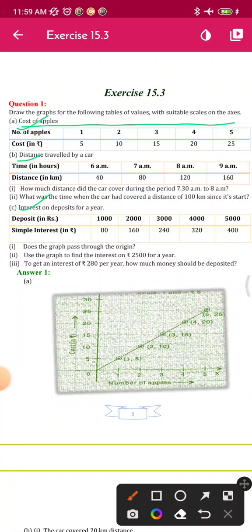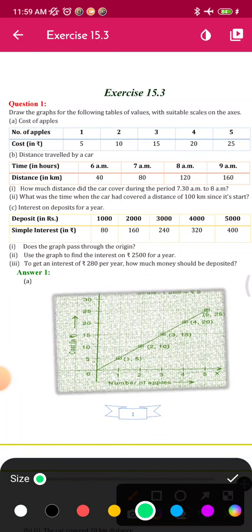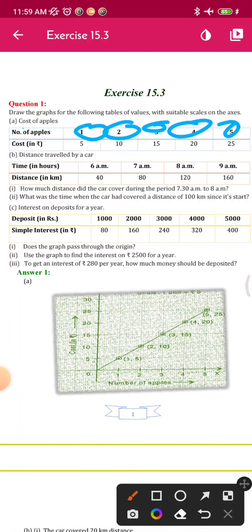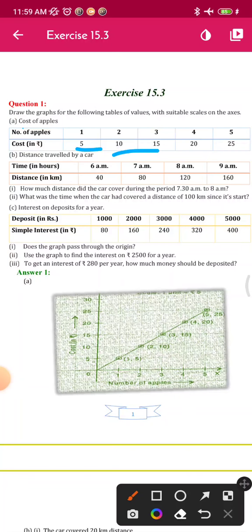See here, question number 1 is given: cost of apples. I am changing the pen color here, I am taking the blue one. So cost of apples, see carefully. The number of apples are 1, 2, 3, 4 and 5, and the cost in rupees is 5, 10, 15, 20, 25. So these are the different costs in rupees.